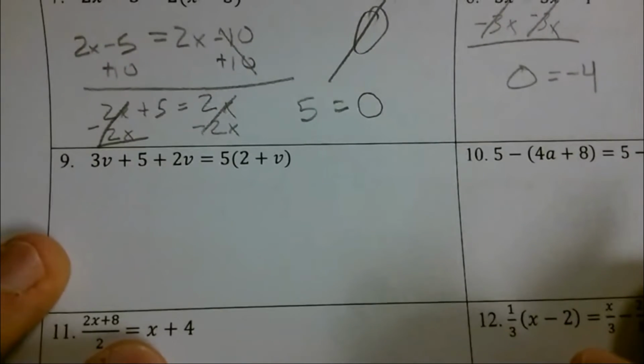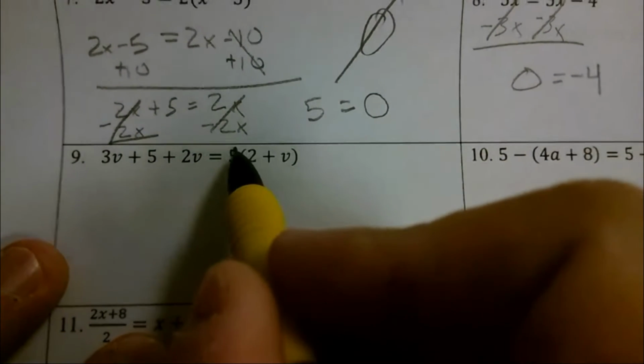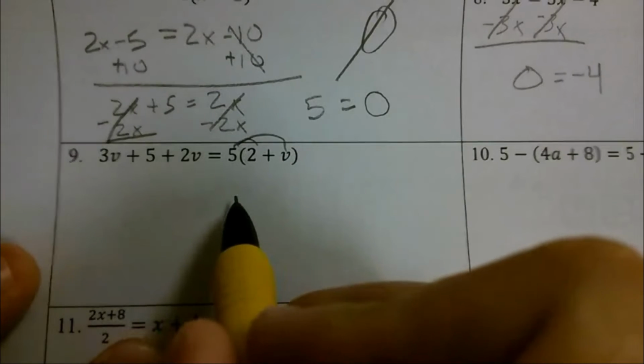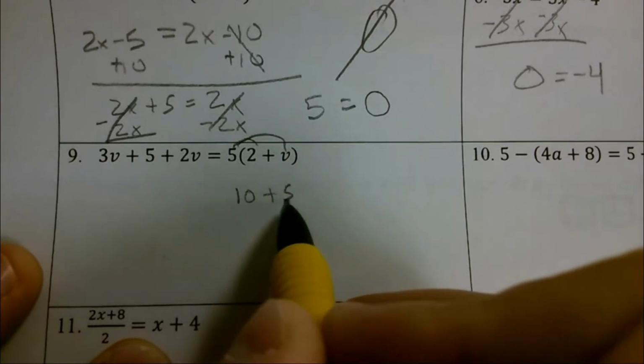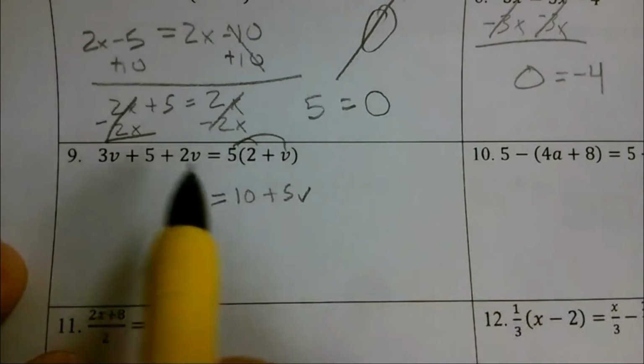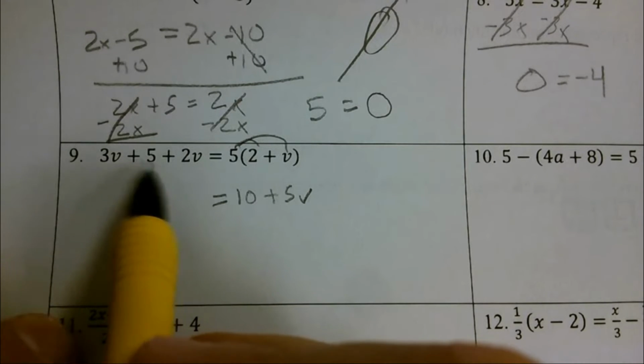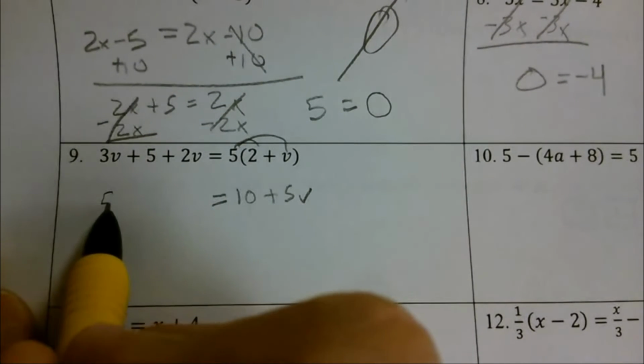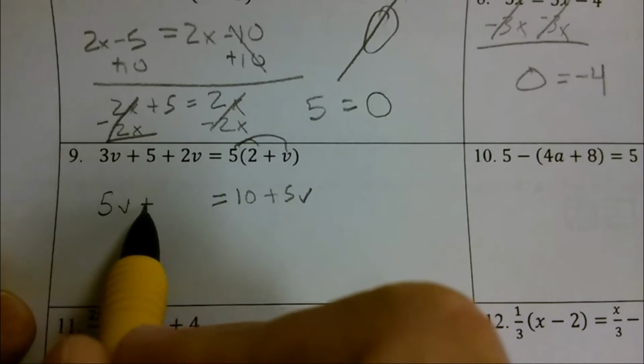Alright, let's go to number 9. In number 9, we're going to do some distributing as well. So on this side, we'll have 10 plus 5v, and that equals, and then I'm just going to combine like terms as I go here. So I've got 5v plus 5.